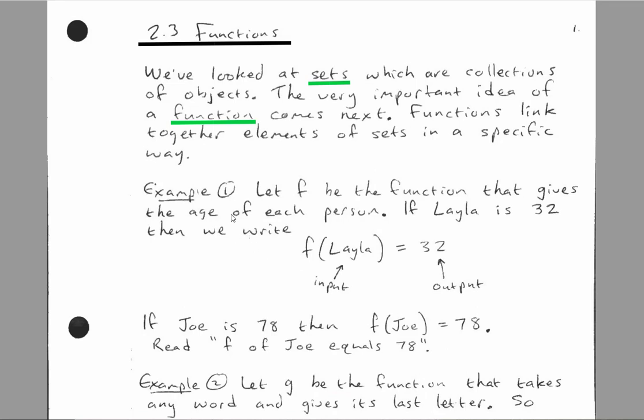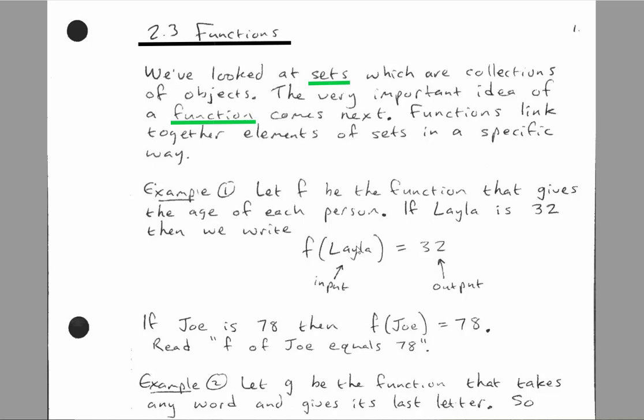But we can start with a simple example. Let f be the function that gives the age of any person. So, for example, if Layla is 32 years old, then the function works like this. Think of this person going in, and this function f outputs the number 32.